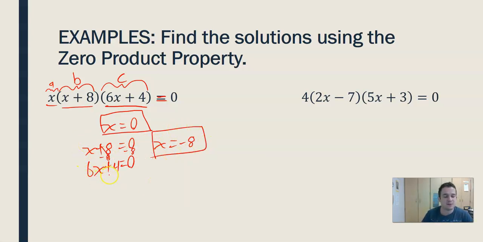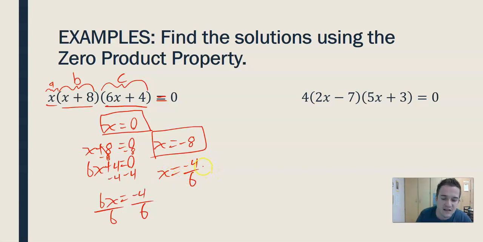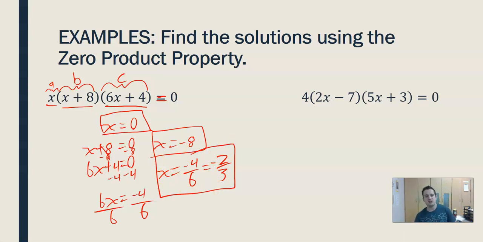If I have 6x plus 4 equals 0, I'm going to subtract 4 on both sides, get 6x equals negative 4, and then divide by 6, and I'm going to get x equals negative 4/6, or if you reduce that to a simpler fraction, that's negative 2/3. So those are my three solutions.